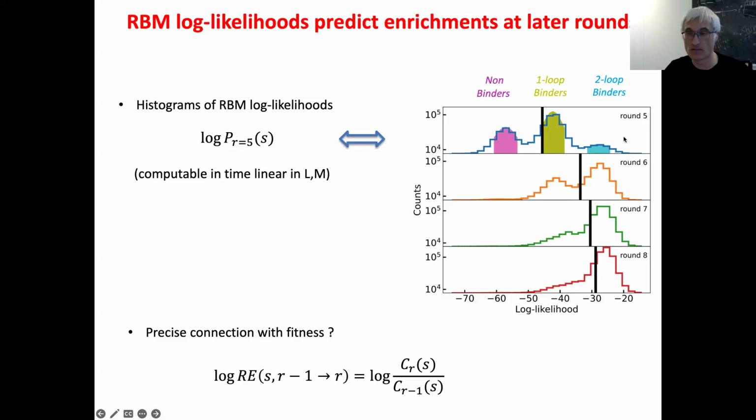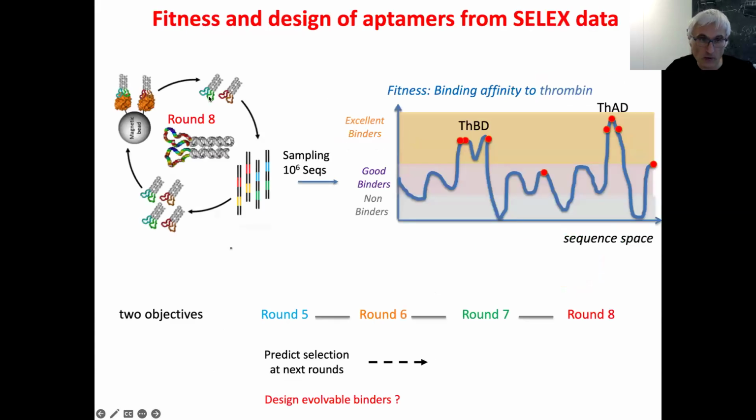Now, if you take exactly the same model, so we don't train it again, but you just plot the histogram with the data at round 6, round 7, and round 8, these are the histograms you get. You see that the low peak is disappearing, the middle one is shrinking in height, and the rightmost peak is growing. In fact, it can be seen experimentally that the first peak corresponds to non-binders, and the other 2 peaks correspond to aptamers which bind the thrombin with both loops, the very good ones, or with only one loop, the intermediate binders.